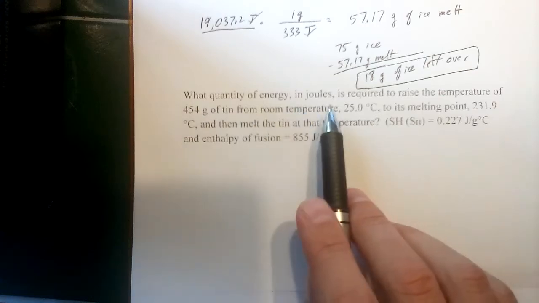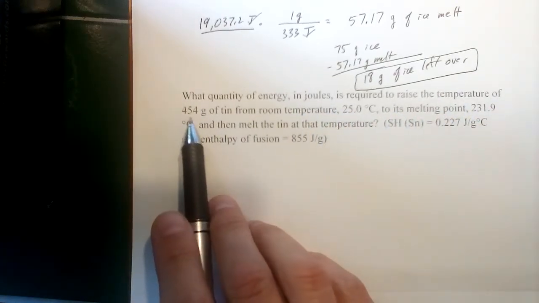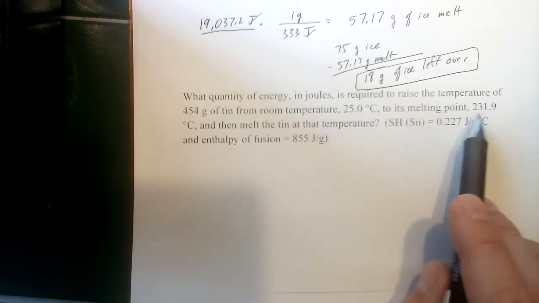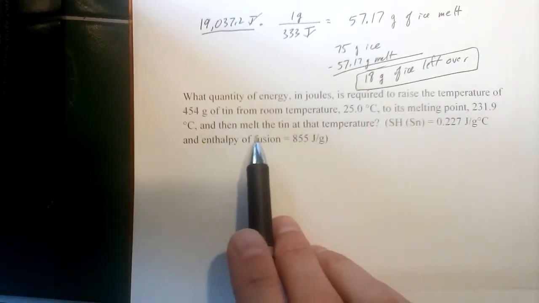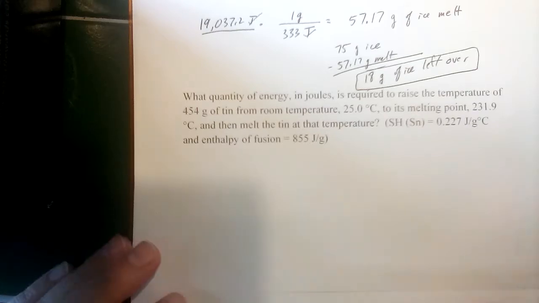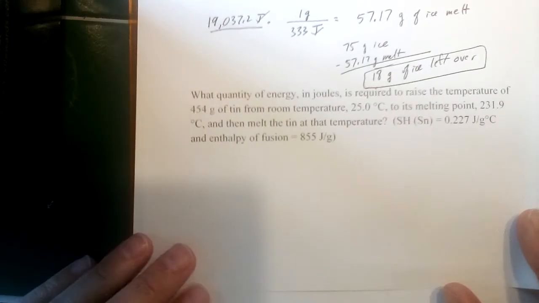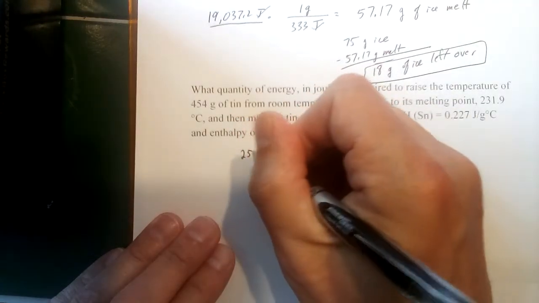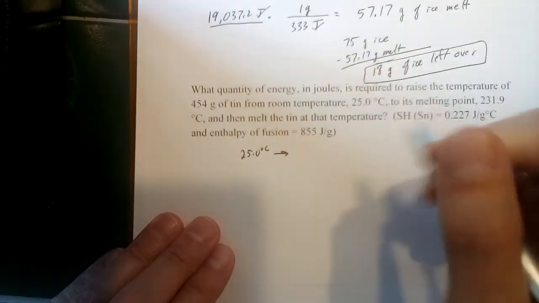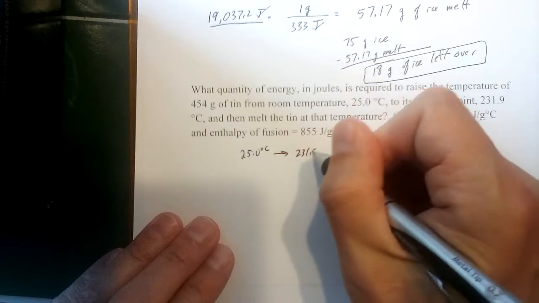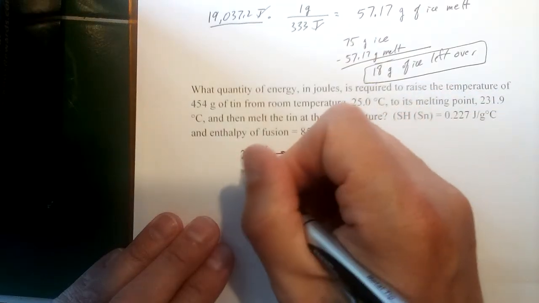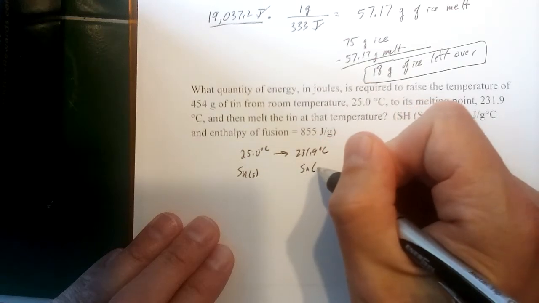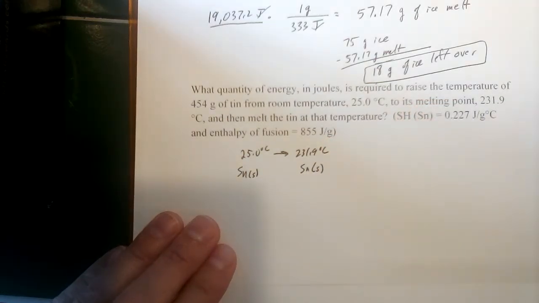We want to calculate the quantity of energy in joules required to raise the temperature of 454 grams of tin from room temperature, 25 degrees C, to the melting point, 231.9 degrees C, and then melt the tin at that temperature. So basically we have two different things happening here. We are starting at 25 degrees C, and we're going to heat to 231.9 degrees C. So we've got solid tin at 25, and that'll be still solid tin at 231.9.